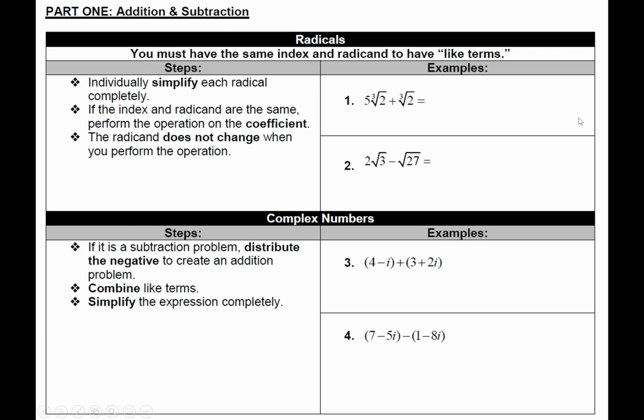So let's get started. First, if we have radicals, they have to have the same index and the same radicand in order to be considered like terms. If that's true, then we can add together their coefficients. Now the first step whenever you're given a problem like this is always going to be to take each radical individually and simplify it completely. And then after you do that, if the index and the radicand match, then you can perform the operation, either addition or subtraction, on the coefficients in front. The radicand itself is not going to change when you perform addition and subtraction.